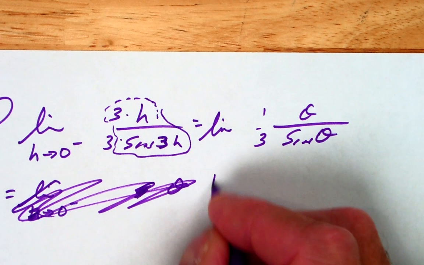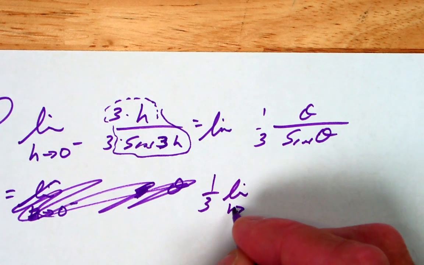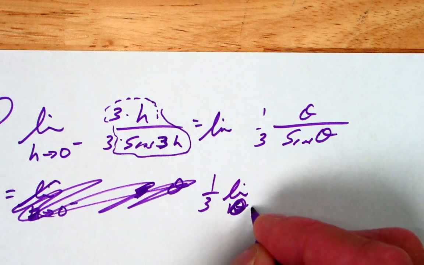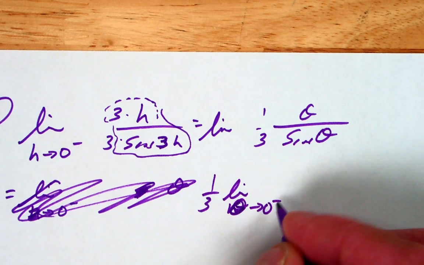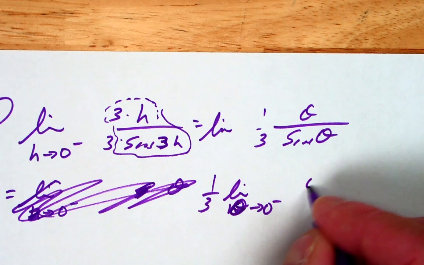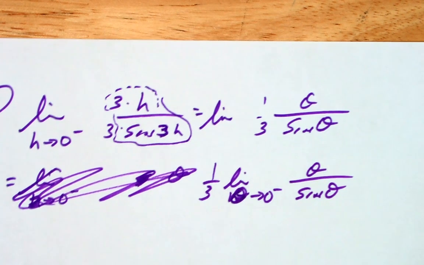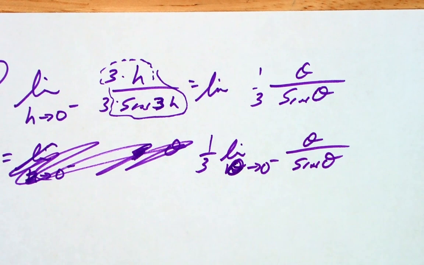So then that's going to turn into 1/3 the limit as theta approaches 0 from the left of theta over sine theta. Well, you know what? That's still not exactly what we're looking for, is it? Because usually we have sine theta over theta. Well, now we're just going to do a little trick.